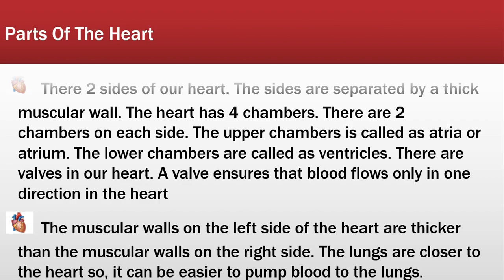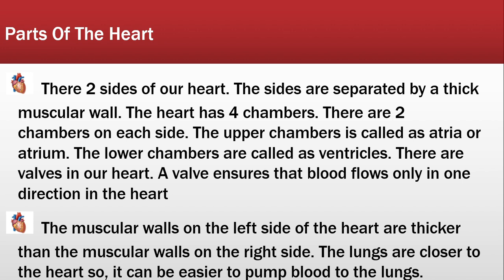Parts of the heart. There are two sides of our heart. The sides are separated by a thick muscular wall. The heart has four chambers. There are two chambers on each side. The upper chambers are called the atria or atrium. The lower chambers are called ventricles. There are valves in our heart. A valve ensures that blood flows only in one direction in the heart.